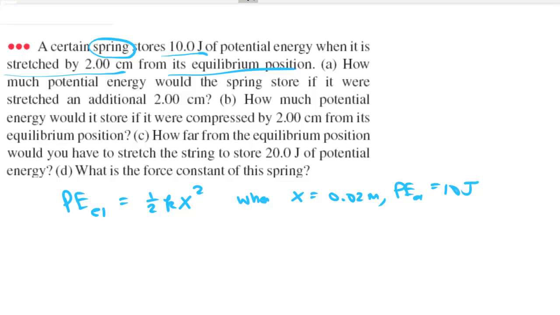So we could actually go ahead and find out what k is. We could find the spring constant, knowing that this comes out to 10 is equal to 1/2 k times 0.02 squared. Solving this, k is equal to 50,000 newtons per meter.